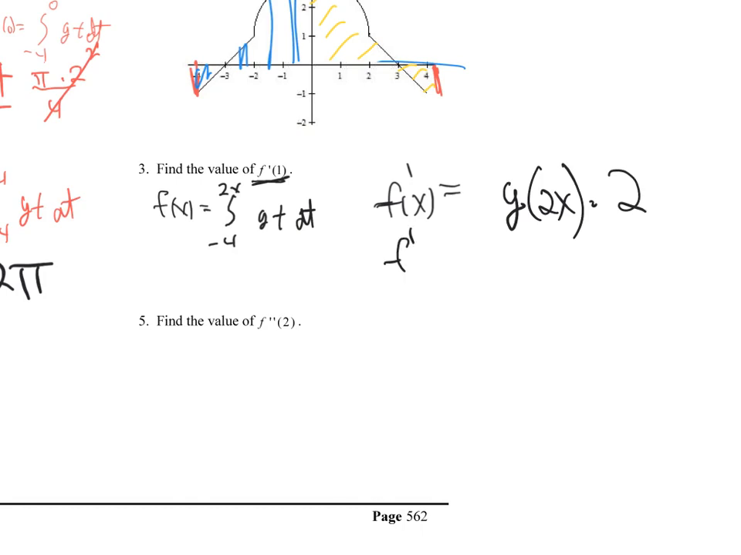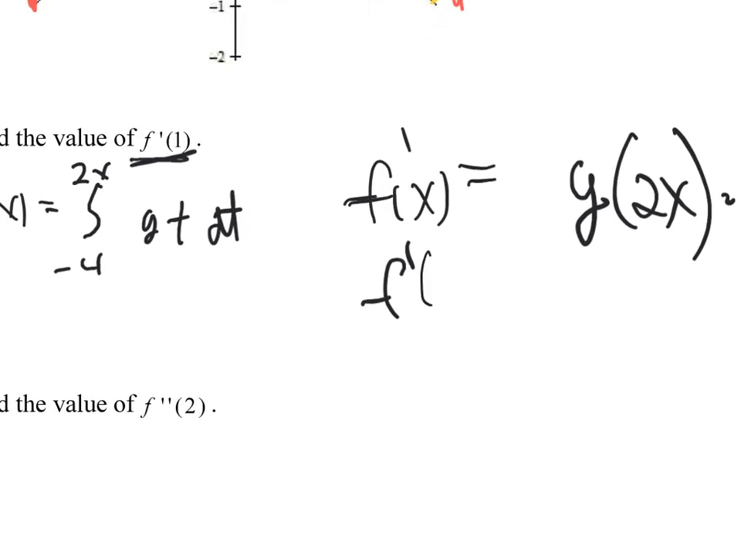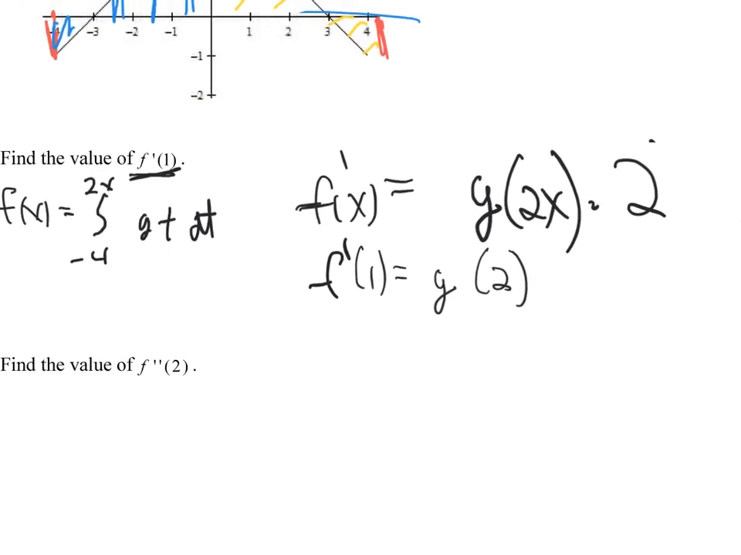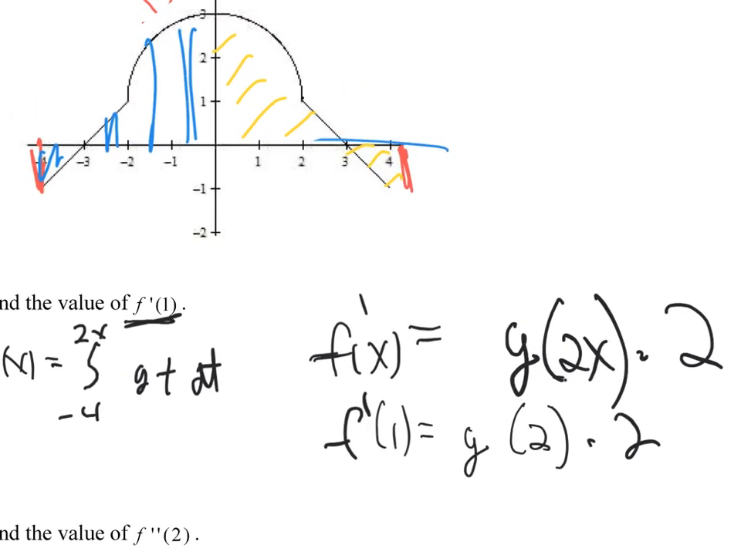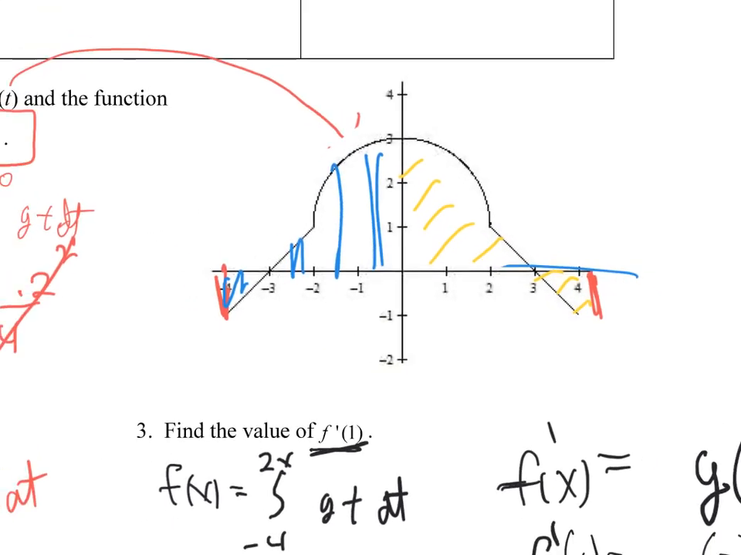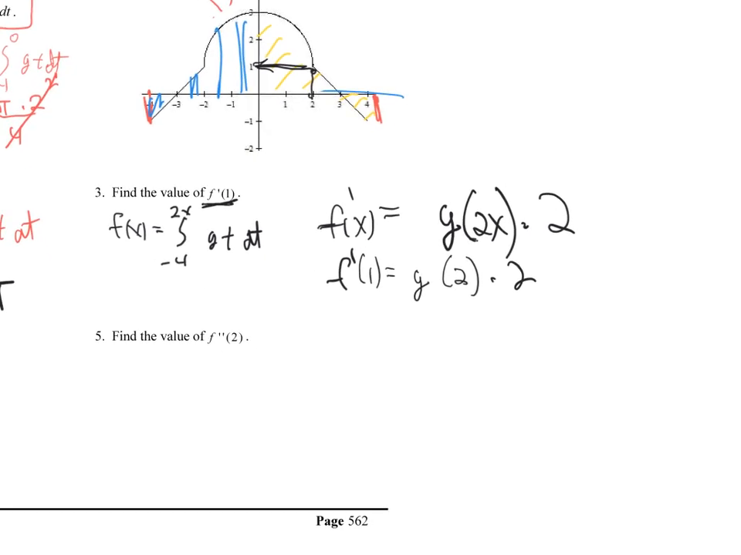F prime of 1 would be g of 2, because 2 times 1, times 2. G of 2, this is a picture of g. G of 2 would be that value right here, a 1. So that would be 1 times 2, or 2. Okay, number 3 or 4. All right, f prime of negative 2.